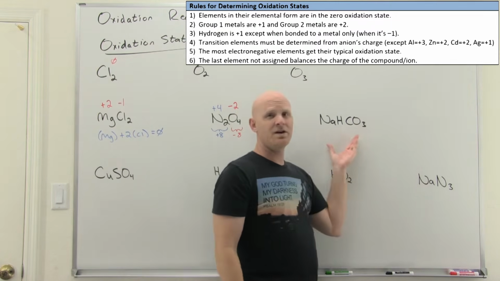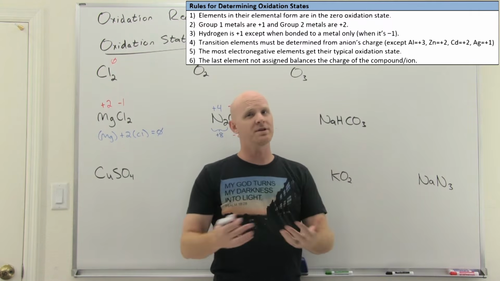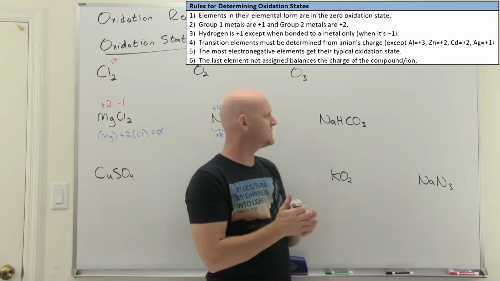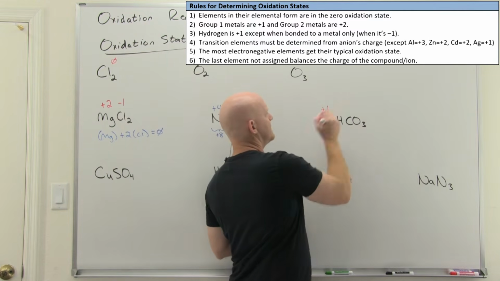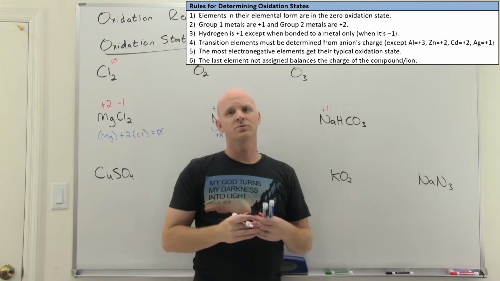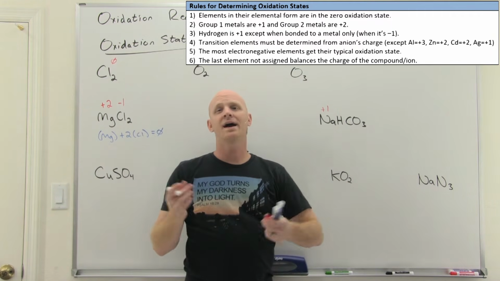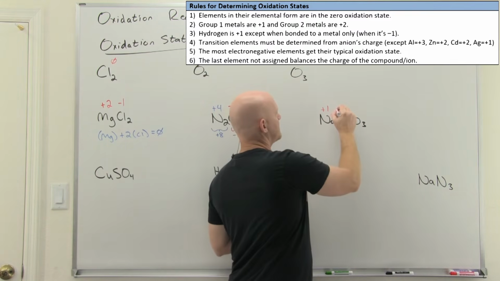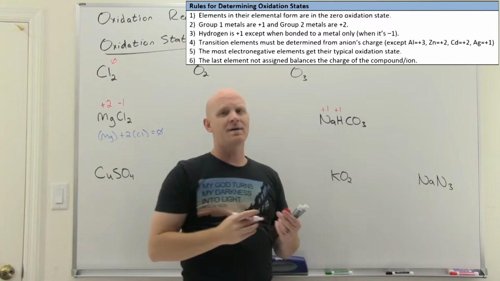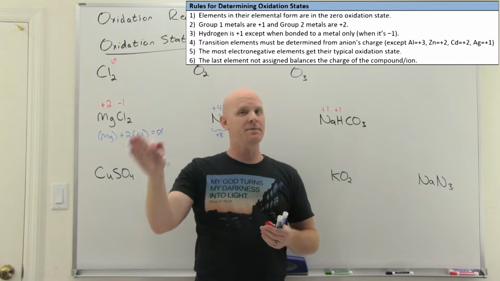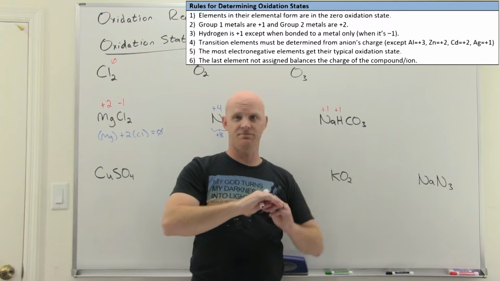For the next one, we've again got a compound, so there's nobody in their elemental form. We'll skip right past rule number 1 and look for group 1 and group 2 metals, and we've got a group 1 metal here in sodium, so +1. Great, we still have 3 elements left. We'll move on to rule number 3, and we've got hydrogen. Hydrogen is almost always +1 in a compound. The only time hydrogen is going to be -1 in a compound is if it's an anion in a metal hydride, just a metal and hydrogen, nothing else.